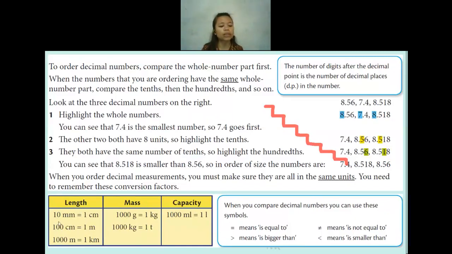So we will have 1 centimeter equals 10 millimeters, 1 meter equals 100 centimeters, 1 kilometer equals 1,000 meters, 1 kg equals 1,000 grams, 1 ton equals 1,000 kilograms, and then 1 liter equals 1,000 milliliters.